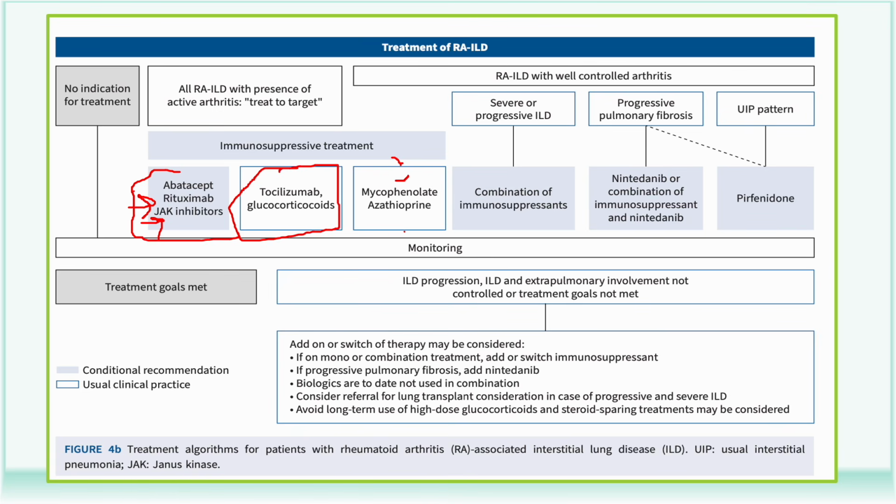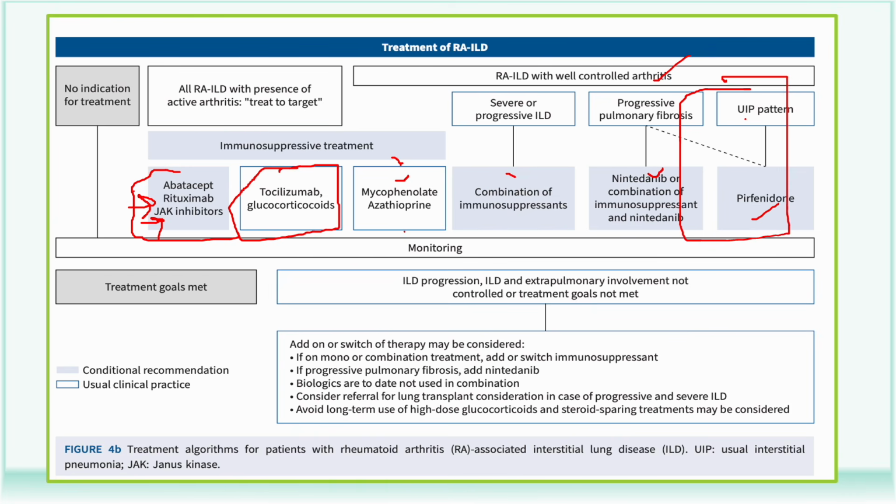Now, we must be cautious with certain biologics like TNF alpha inhibitors, especially if the ILD is progressing. But in case you need to treat both the joints and the lungs simultaneously, they do mention that the role of rituximab is very high. For a patient with well-controlled arthritis, the rheumatologist is happy, but you are not with the ILD, then you must combine immunosuppressants. You must add nintedanib or combine immunosuppressant and nintedanib. And if there is a UIP pattern, there's a specific indication where pirfenidone can be used. Also, in progressive pulmonary fibrosis, you can use pirfenidone.